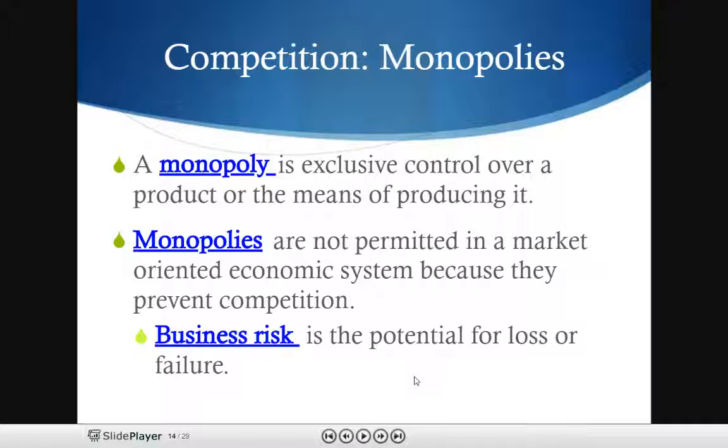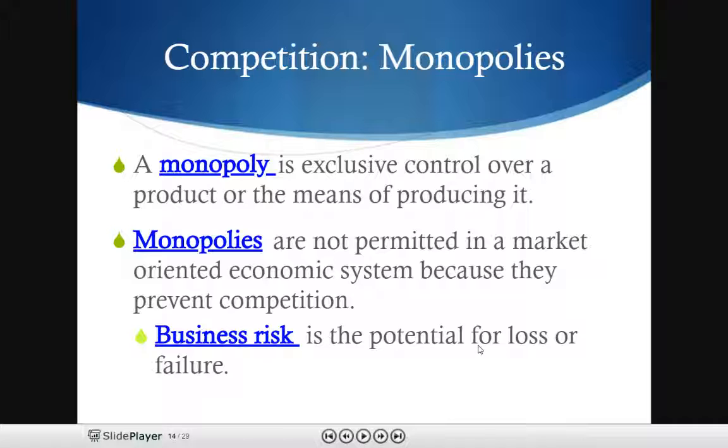A monopoly is exclusive control over a product or the means of producing it. Monopolies are not permitted in a market-oriented economic system because they prevent competition. Many times companies get so big that people fear there'll be monopolies. They feared that about Microsoft. They have feared that about Facebook, Google. So they allow other companies to expand that. They may rein in Microsoft and Google a little bit with some regulations in order to make sure that they are sharing the market with other people.